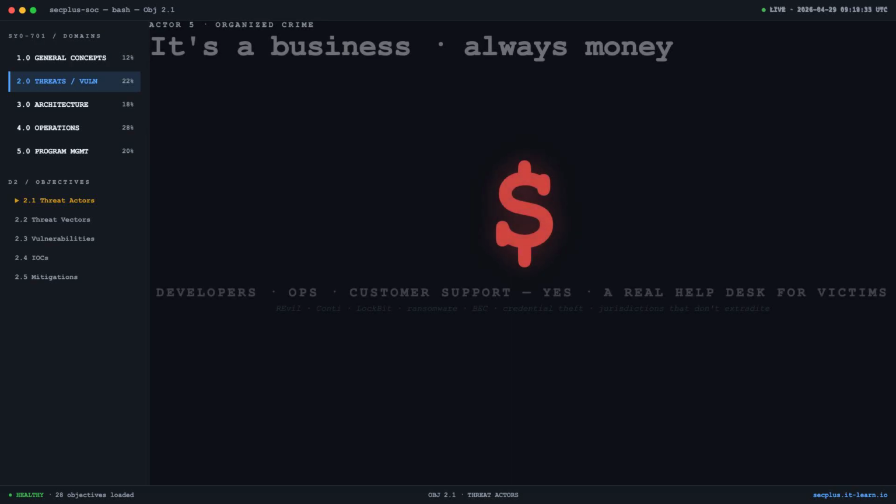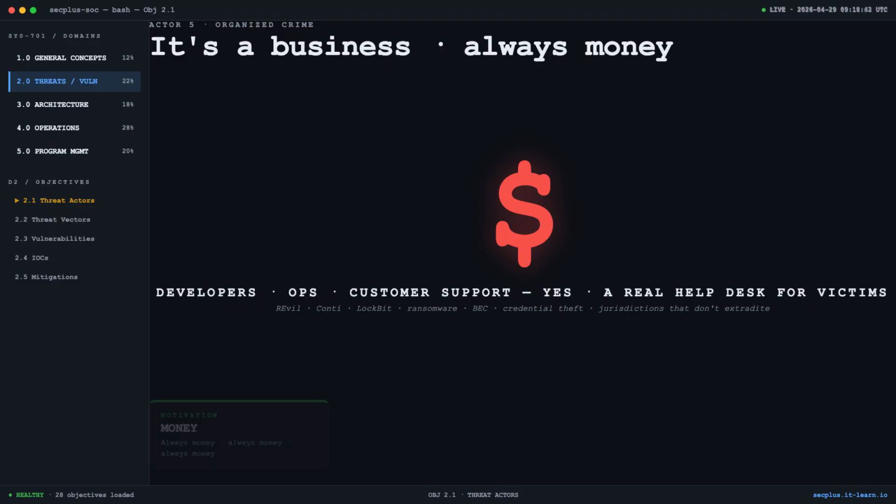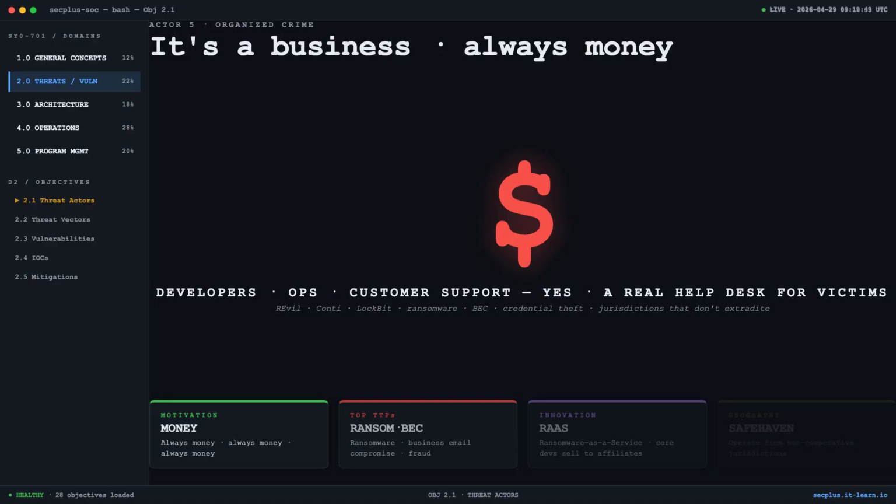Resources are substantial because they fund themselves through the proceeds. The motivation is money. Always money. Their lineup is ransomware, business email compromise, credential theft, fraud. The big innovation of the last few years is ransomware as a service, where a core developer team writes the malware and sells access to affiliates who do the actual breaches. Revel, Conti, Lockbit. They typically operate from jurisdictions that do not cooperate with Western law enforcement. On the exam, if the motivation is financial gain, especially involving ransomware or BEC, that is organized crime.